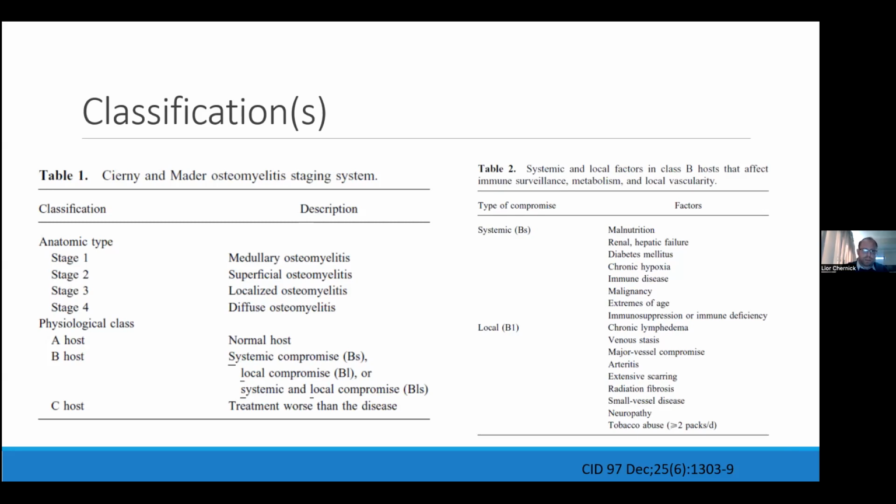Localized osteomyelitis, this is where it's slightly deeper. You're dealing with full thickness or cortical sequestration, and it can be removed surgically, although obviously you need to take out a bigger segment of bone. And then diffuse osteomyelitis, where essentially you need to remove large segments of bone, and this compromises bony stability. And then there's the physiological class, looking at the host. And in terms of host, it could be a normal host, or it could be a scenario where you have systemic compromise or local compromise related to, for example, chronic lymphedema or venous stasis or arterial blood supply, scarring, etc.